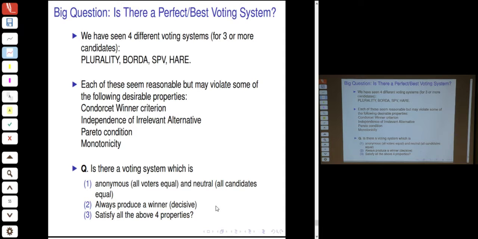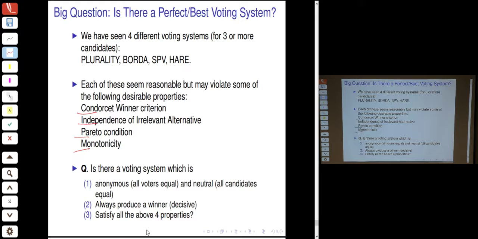The Condorcet winner criterion, independence of irrelevant alternatives or IIA, the Pareto condition, and monotonicity. These are some conditions that we have studied in the last lecture and today's lecture. And many of these natural voting methods might actually violate some of these criteria. Okay? So we have not yet found one which satisfies all of them.